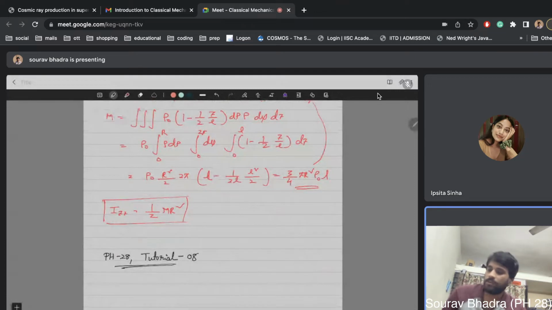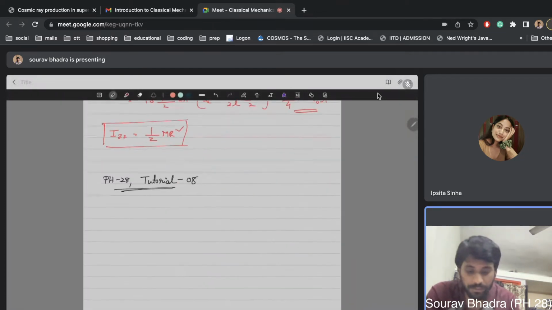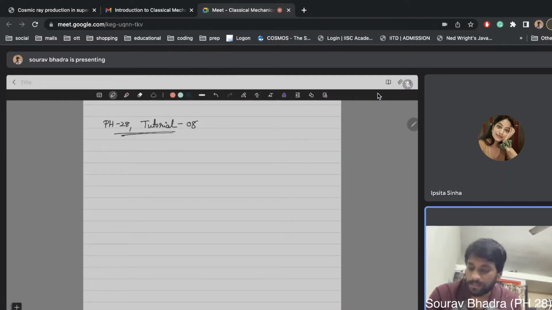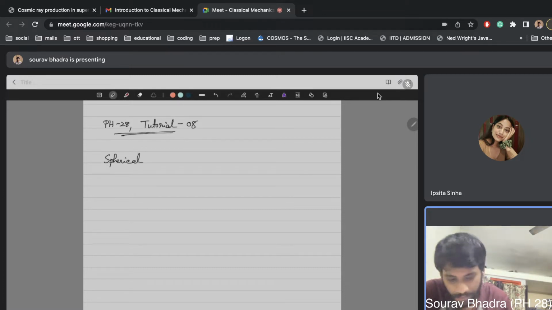Now today we will continue to do some more problems related to this moment of inertia. At first we will calculate the moment of inertia of a spherical shell and a solid sphere, and then we will do an application of the moment of inertia of the spherical solid body. Okay, now let us start. So at first I will do the spherical shell plus solid sphere.